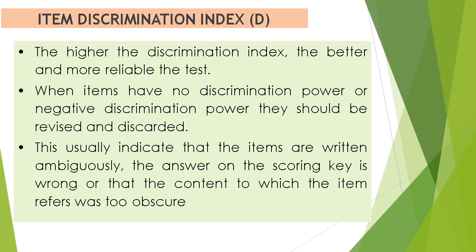So item discrimination index, okay, let's have this important information to consider. Number one, the higher the discrimination index, the better and more reliable the test. When items have no discrimination power or negative discrimination power, they should be revised or discarded. This usually indicates that the items are written ambiguously, the answer on the scoring key is wrong, or that the content to which the item refers was too obscure.